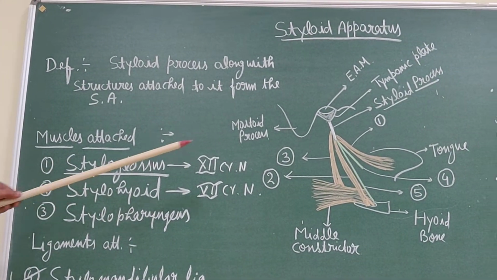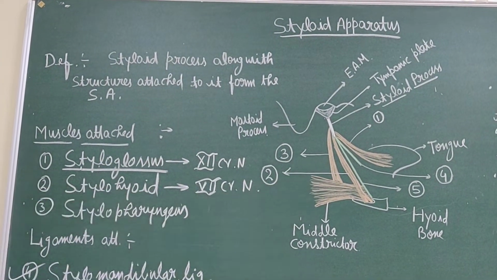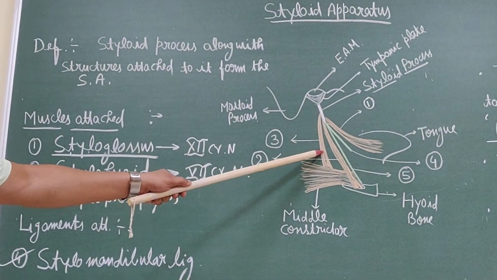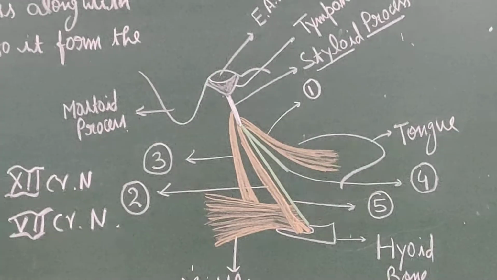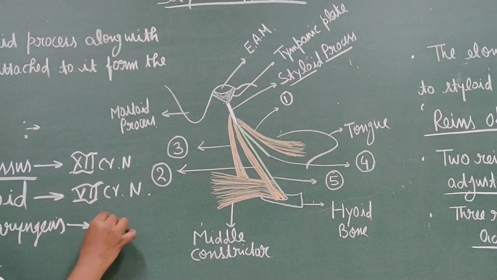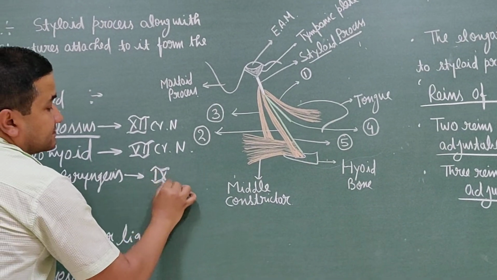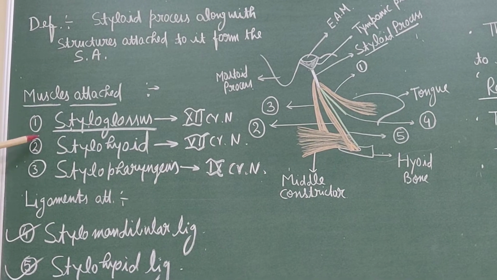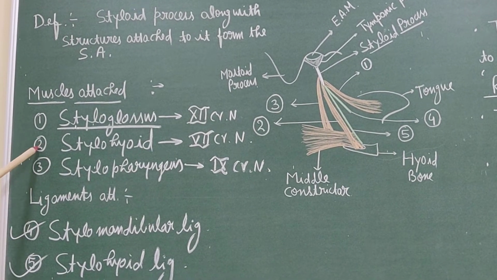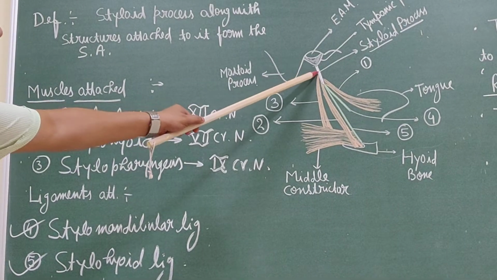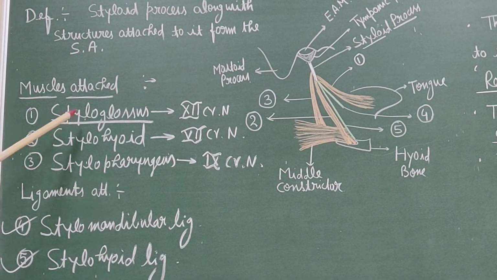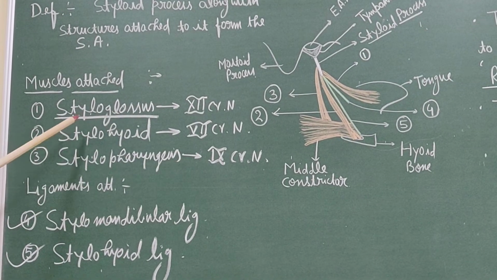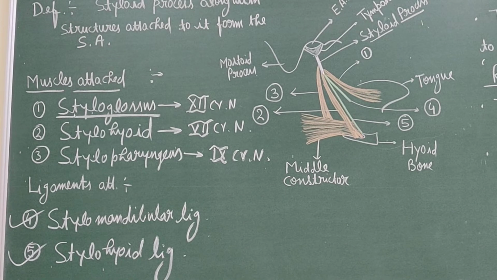And this is the stylopharyngeus muscle. It is one of the longitudinal muscles of the pharynx, and it is supplied by the 9th cranial nerve. So for these three muscles, one point is common, that they take origin from the styloid process, but the insertion, their nerve supply and their action vary.